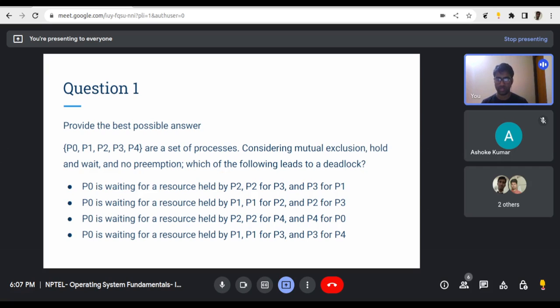The second option is P0 is waiting for P1, P1 is waiting for P2, and P2 is waiting for P3. Third is P0 is waiting for P2, P2 is waiting for P4, and P4 is waiting for P0. And fourth is P0 is waiting for P1, P1 is waiting for P3, and P3 is waiting for P4. So I already have one answer, that is option C. Anybody else would like to contribute?